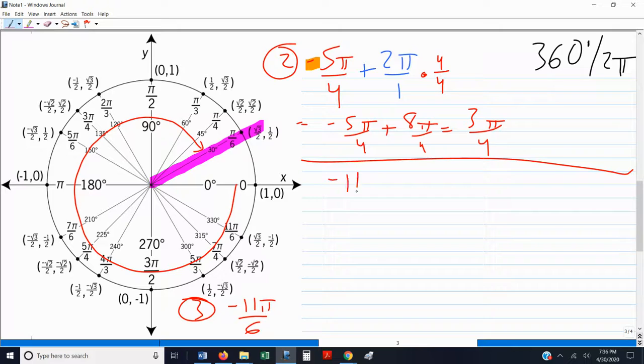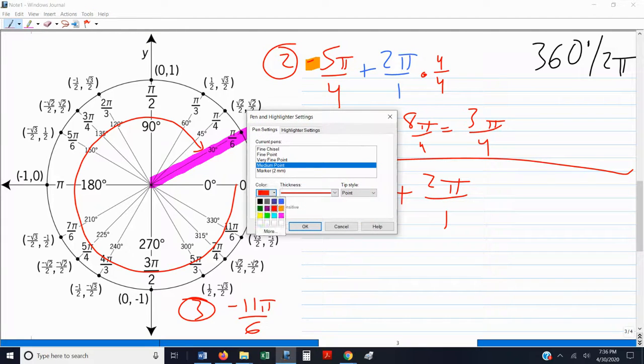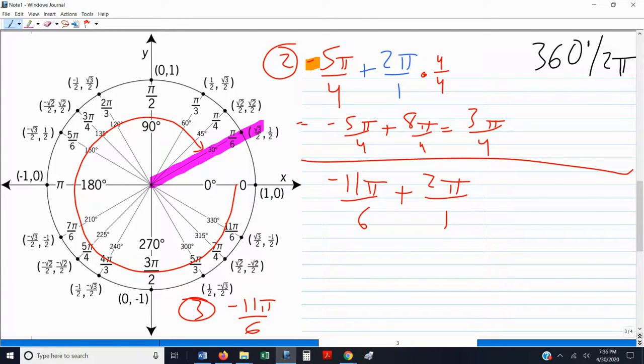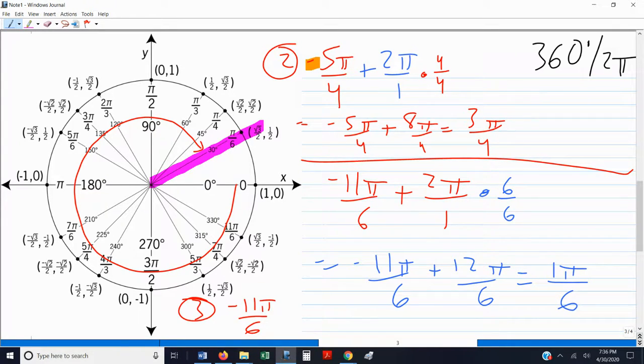If you really dislike that, then you can add 2 pi. What would our common denominator be in this example? It would be 6, so we're multiplying by 6 over 6. We get negative 11 pi over 6 plus 12 pi over 6, which is 1 pi over 6. Where is pi over 6? It's right here, right? Positive pi over 6, you're just going to that branch labeled pi over 6. So either way, we get to the branch that's highlighted in magenta.